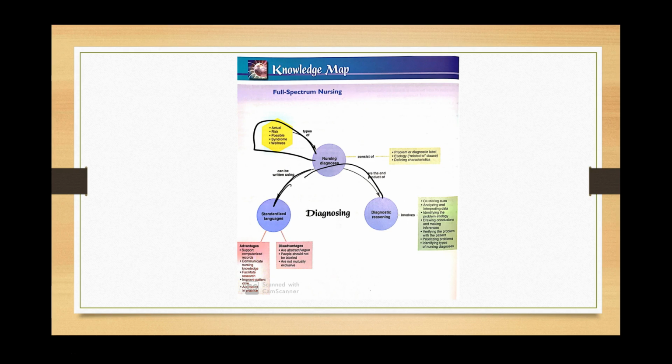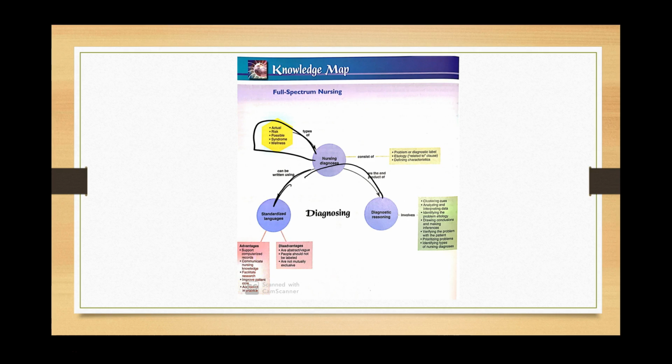But again, look at the different components that we have. So we have the nursing diagnosis, and it branches off into two different things. We have diagnostic reasoning that's supporting your nursing diagnosis and standardized language. There are several different types of nursing diagnosis. We have actual, risk, possible, syndrome, or wellness.